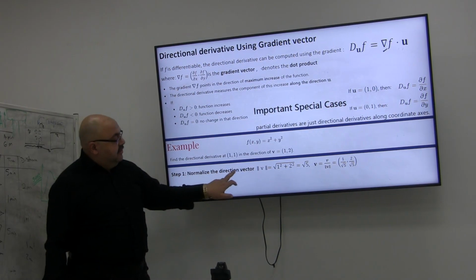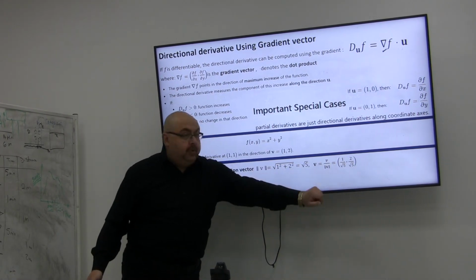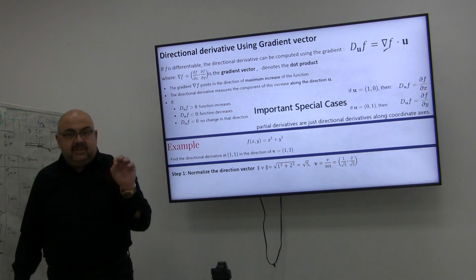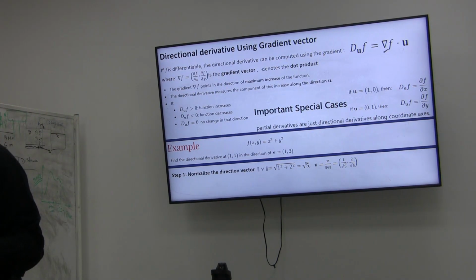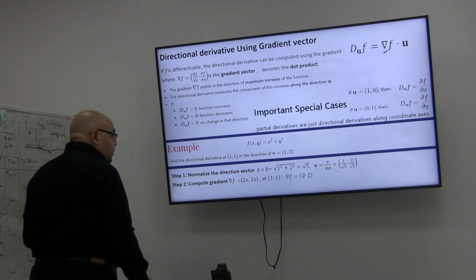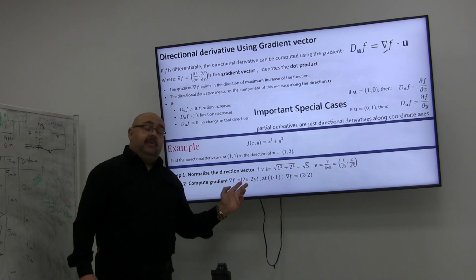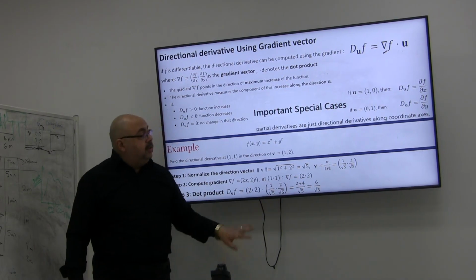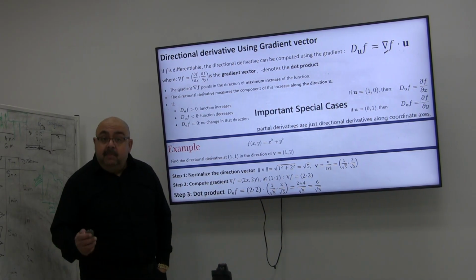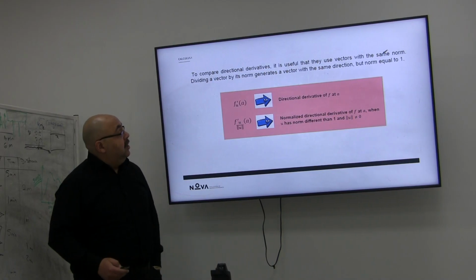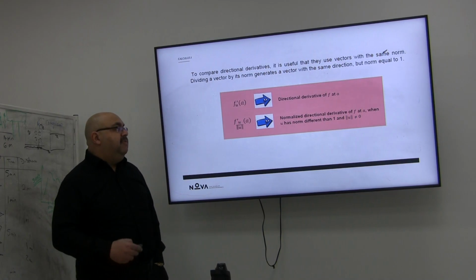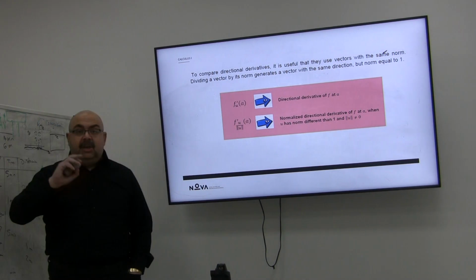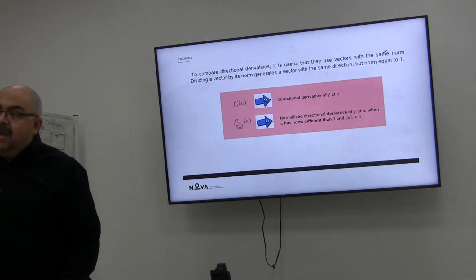That's the normalization of the vector, which is going to be 1 over root 5, 2 over root 5. How to normalize it? I will divide by the square root of the sum of the squares of the coordinates. How to get the gradient vector? Get the derivative of the function with respect to its variables, then substitute. These are the two values. Multiply them together. Now you have your directional derivative value. Here he is explaining that I can find the directional derivative, but it's better to get the normalized directional derivative, making the vector a unit vector.